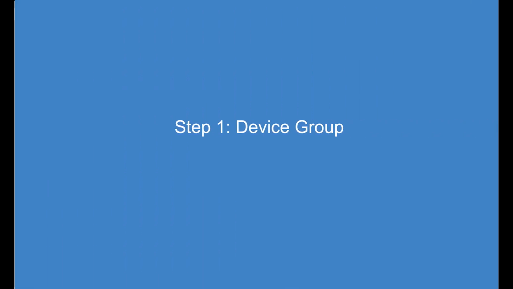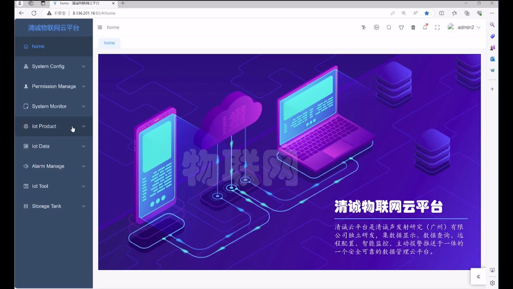Step 1. Device Group. Grouping devices can effectively manage devices and configure devices in the same group simultaneously. Click Device Manage under IoT Product on the left.